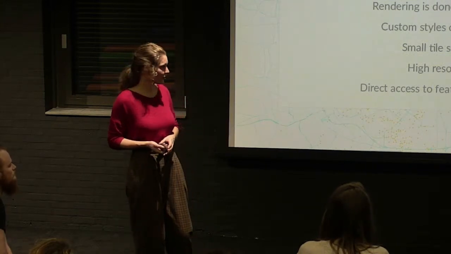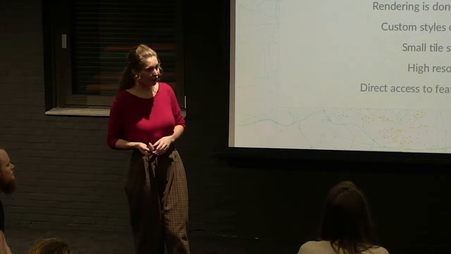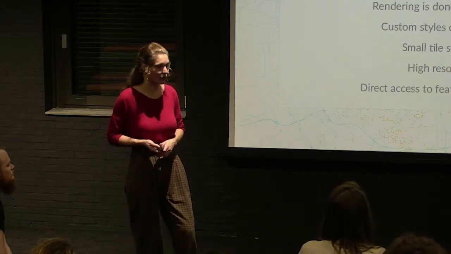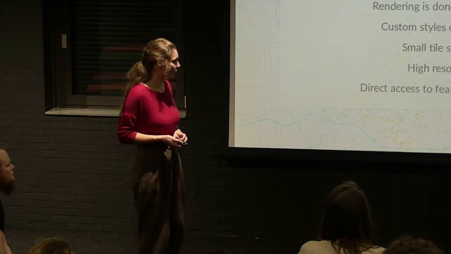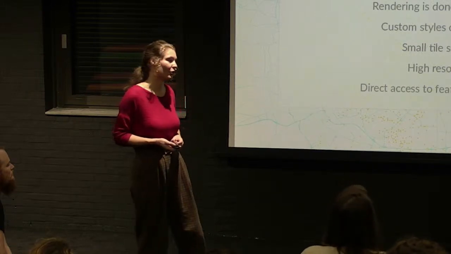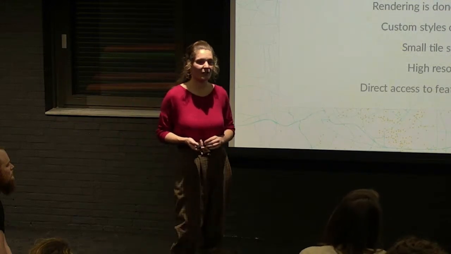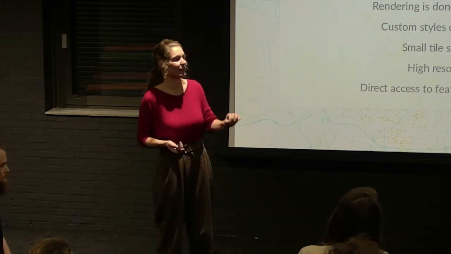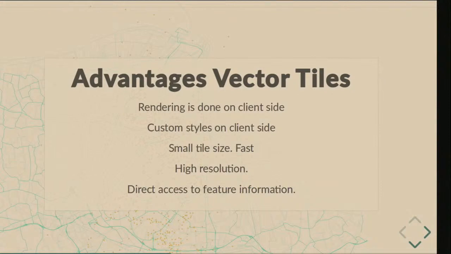Vector tiles are really fast, and because they're rendered in vector, it also gives high resolution maps. And what's really awesome is you can add some attribute information to your feature in your tile. So you have direct access to what your feature is. So if you click in the browser, you don't have to send it all the way back to the server. You just have the information already there in the client.